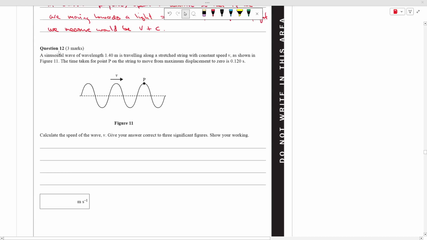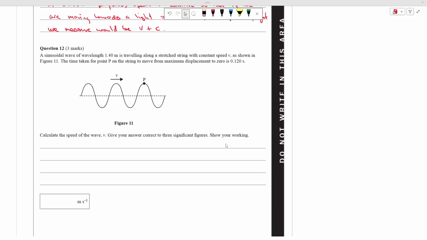Question 12. A sinusoidal wave of wavelength 1.4 meters is traveling along a stretched string with constant speed v, as shown in figure 11. The time taken for point P on the string to move from maximum displacement to 0 is 0.12 seconds. Calculate the speed of the wave. Give your answer correct to 3 significant figures. Show your working.